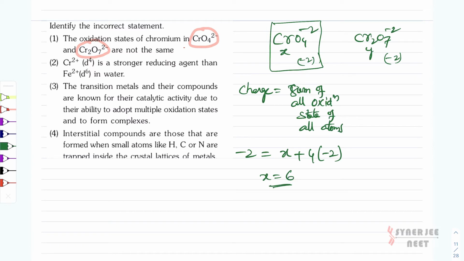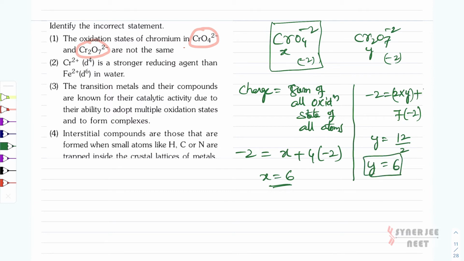Whereas Cr2O7 also, if you apply in the same manner, the charge is minus 2, it should be equal to 2 into Y, because there are 2 chromiums, plus 7 into the oxidation state of each oxygen, which is -2. So if we calculate here, 14 minus 2, 12, 12 by 2, again 6. That means in both compounds, the oxidation state of chromium is only 6.